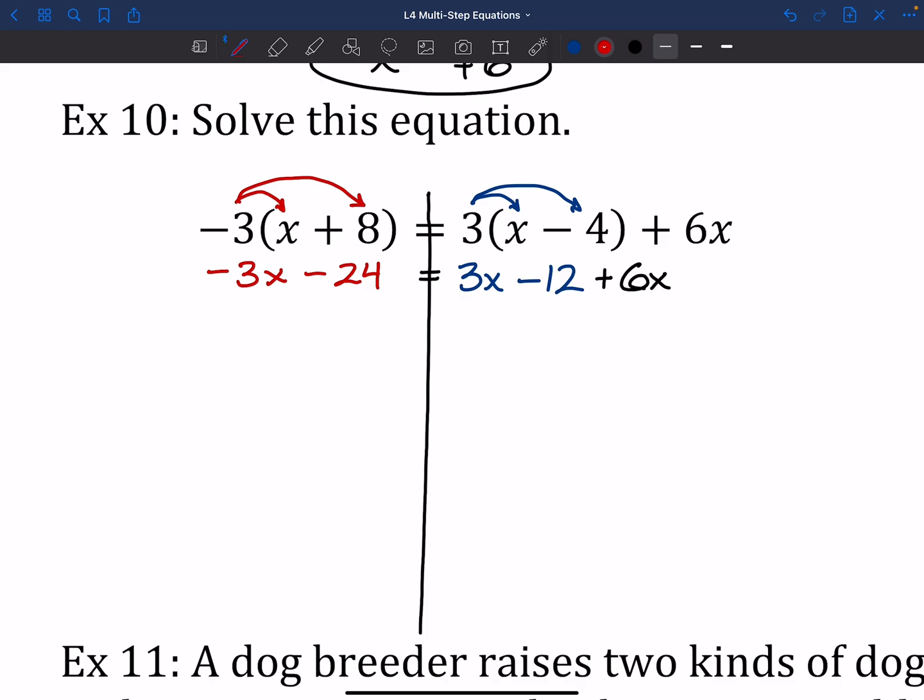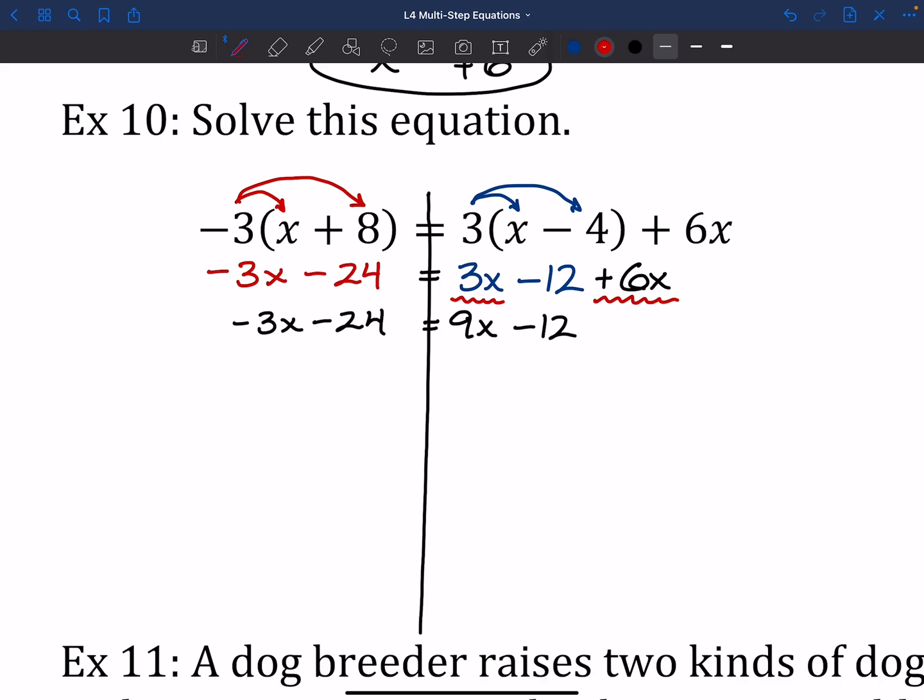Now what we need to do is we need to combine any like terms we have. And I'm seeing some over on the right-hand side there. We got that 3x and that plus 6x that can go together. All right, so everything on the left-hand side stays the same. Negative 3x minus 24 equal sign. 3x plus 6 more x's brings us up to 9x with that minus 12 still on there.